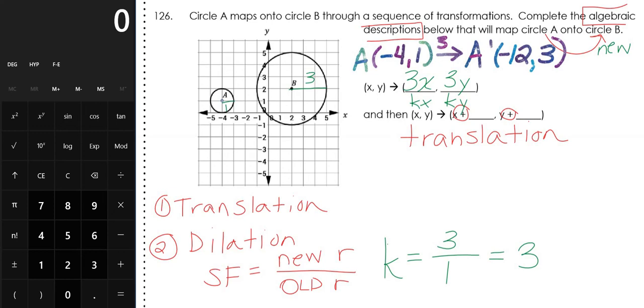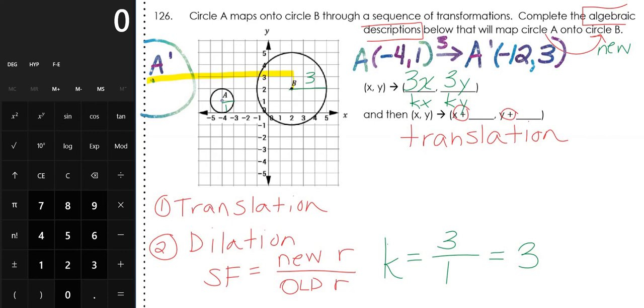Definitely off my graph. Could I grab another piece of graph paper and make my graph bigger? Absolutely. But I'm just going to sketch it. -12, 3 is going to be like right around here. So I'm going to label this A prime. Now my circle will be the right size, but it's just not going to be on top of circle B. Now to get it on top, I need to move it over and I need to move it down so that it maps onto the center of circle B.